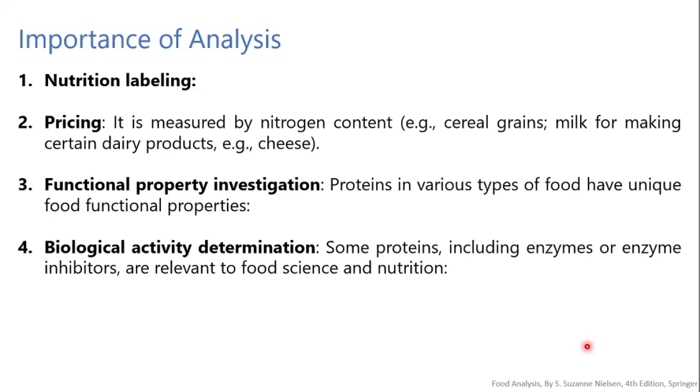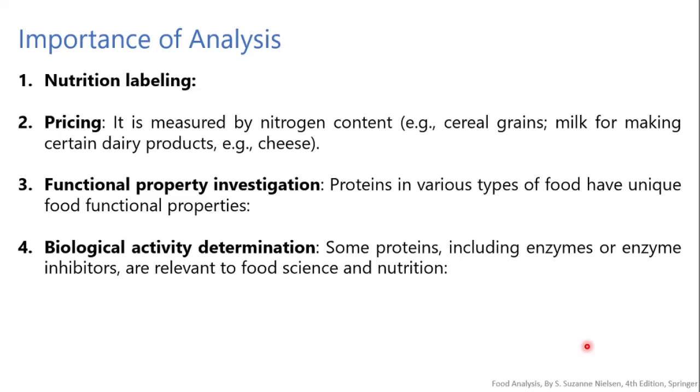Then next one is the functional property investigation. Generally, proteins in various types of foods have unique functional properties. For example, gliadin and glutenins in the wheat flour for bread making, casein in milk for coagulation into cheese products and egg albumin for foaming are the various functional properties which are of importance.